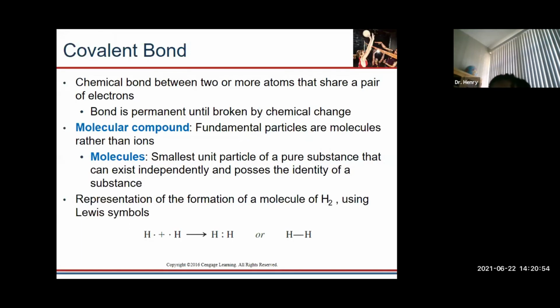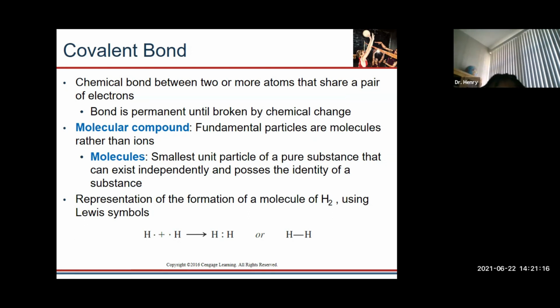So when we talk about covalent bonds, it's basically sharing electrons between 2 atoms. So for instance, here we have hydrogen and hydrogen, it comes together to share the 2 electrons so that both of them will reach their octet. We talked about the octet, right?